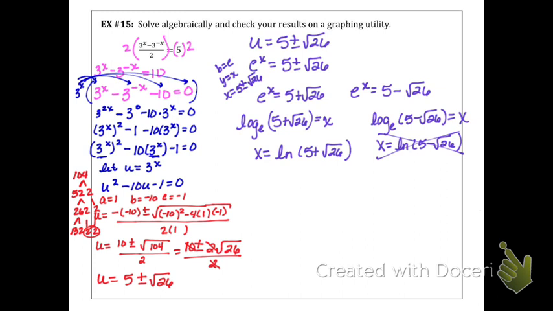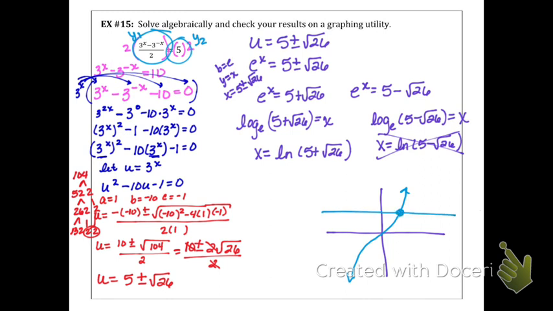All right, and then it says to check it graphically. So if I use my y1, y2, let's see. I'm going to put the left side here in y1. I'm going to put the right side here in y2. And so I graph it and look at it. It's going to look something like this. And I go find that intersection. And I'll find that intersection is 2.105. If I plug the natural log of 5 plus square root of 26 into my calculator, I'll get approximately 2.105. And so I solved it and I checked it.